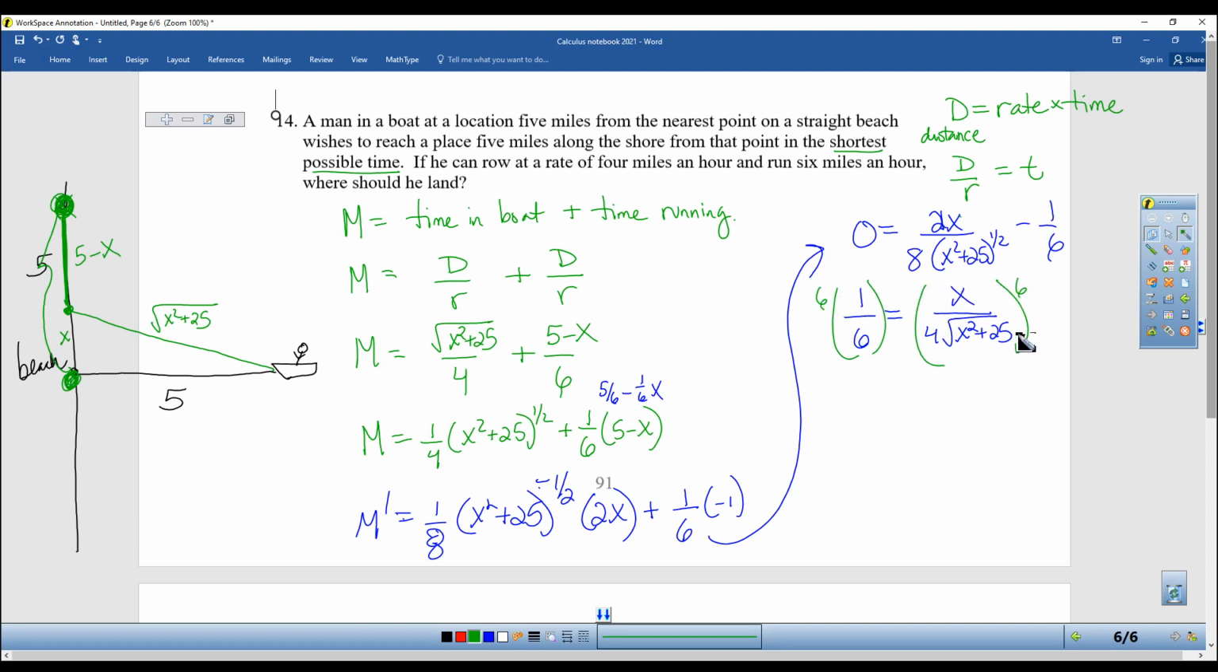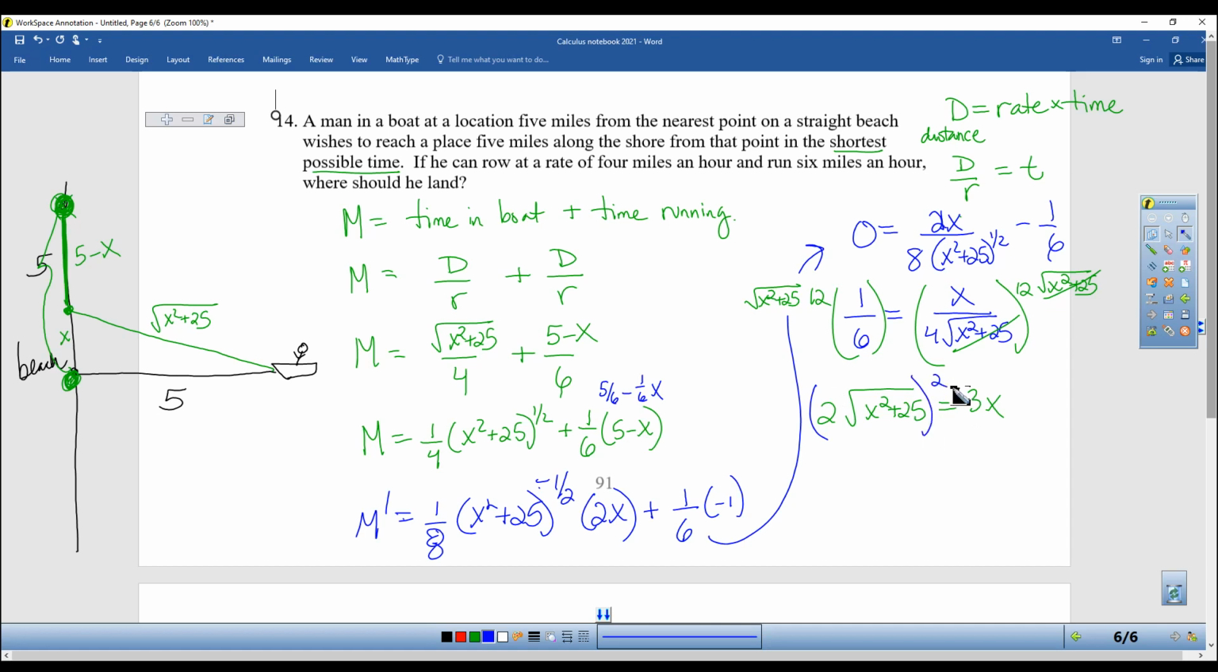Multiply both sides by 6. And actually, do you see that I can multiply both sides by 12? It is just a little easier, and I feel like I should show you that. 12 and the square root of x squared plus 25. So the 12 and the 6 cancel and leave you with 2 square roots of x squared plus 25. And on this side, that cancels, and this leaves you with 3x.